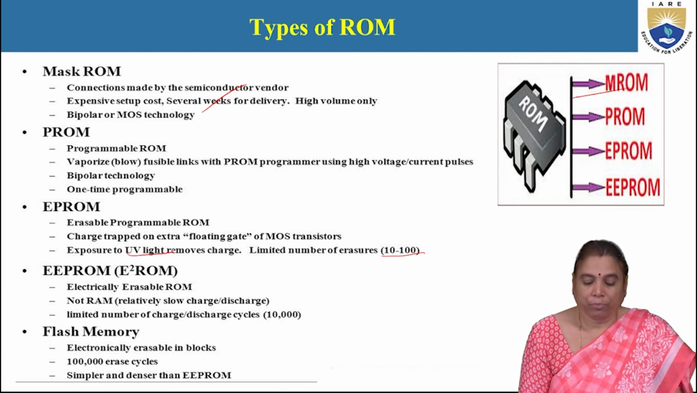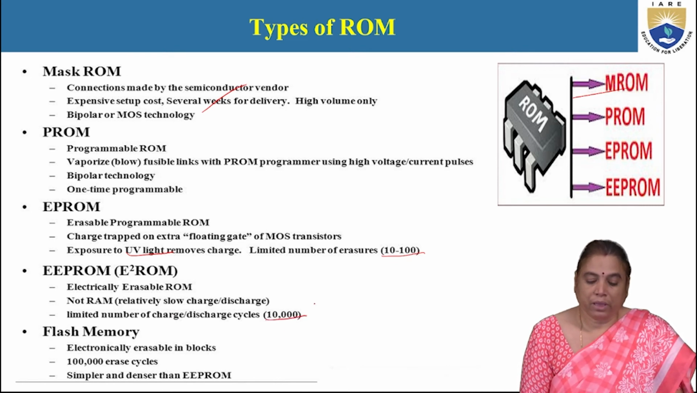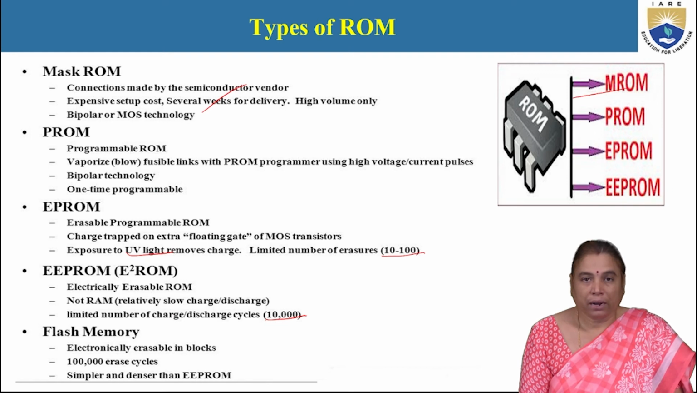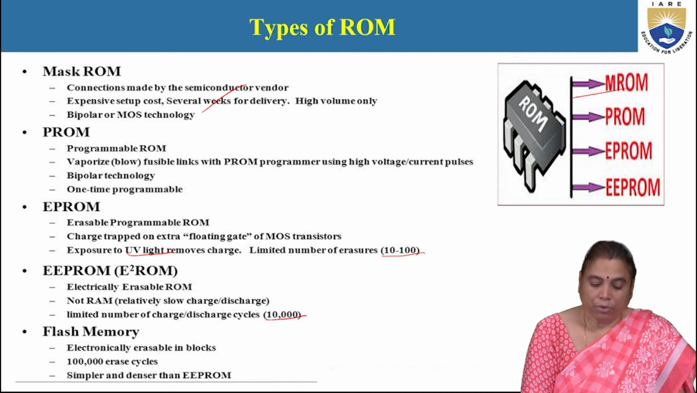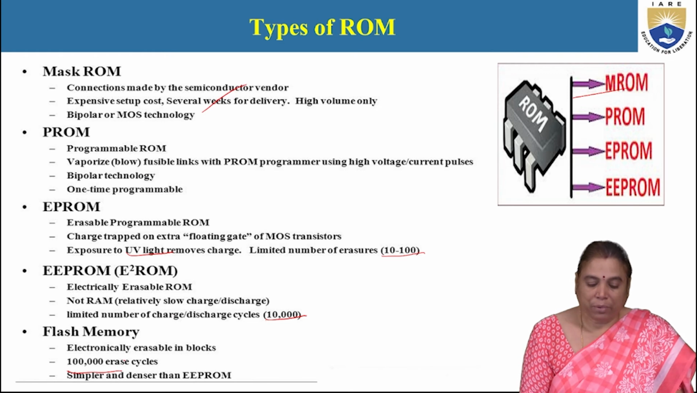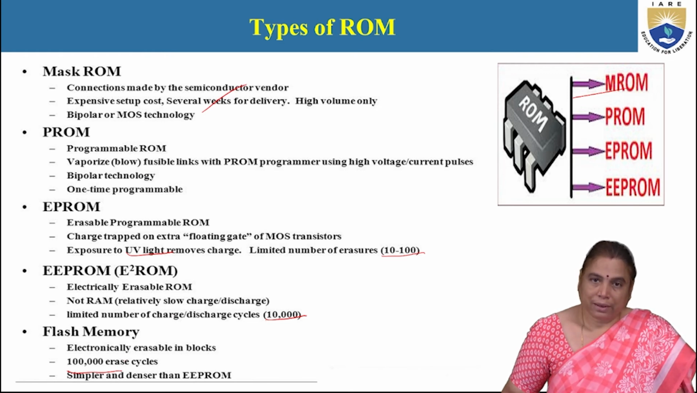Next, EEPROM or E-squared PROM. Here the erasing can be done 10,000 times, and the erasing is done with the help of electrical signals. The next variety is flash memories. These are also electrically erasable blocks. Here the erasable cycles are more when compared to the previous ROMs. So these are the varieties of ROM chips.